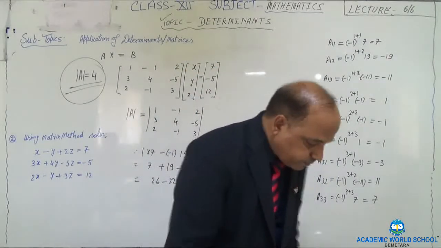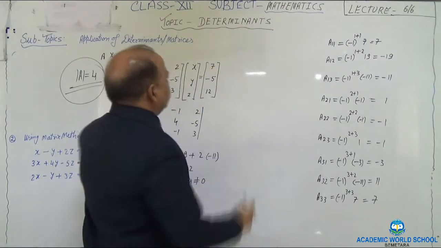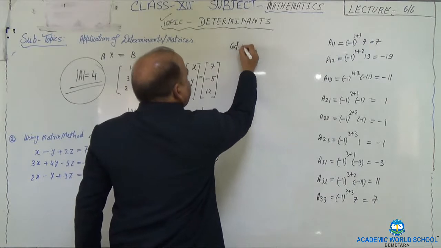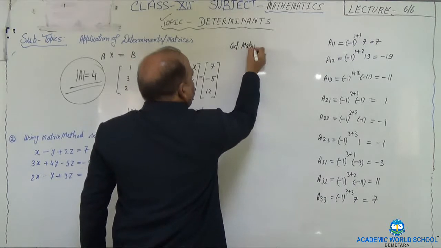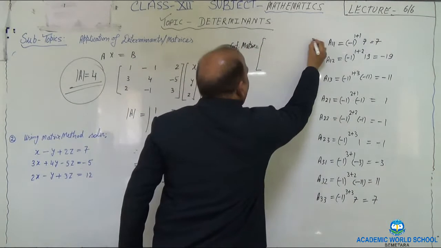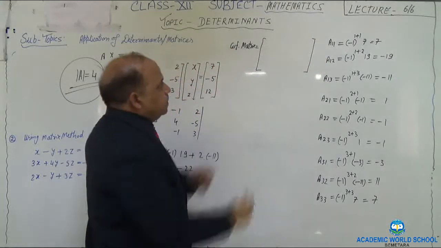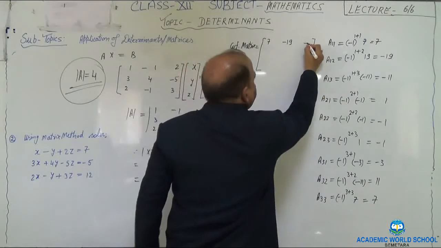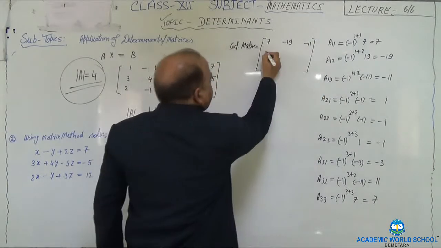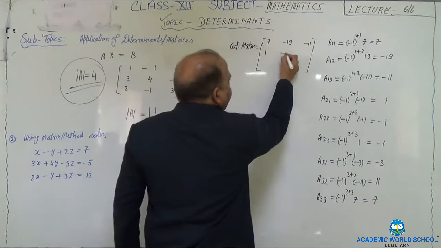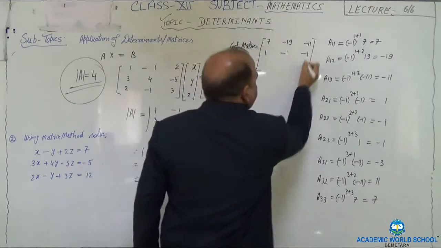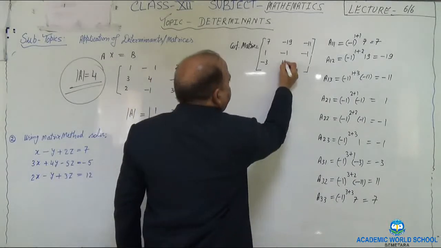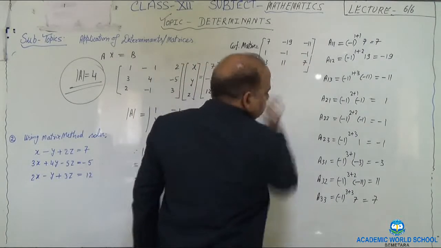Let's see what we have to do after this. We are preparing the cofactors matrix. What will be that? So I am writing all the elements which we have taken. 7, minus 19, minus 11, then comes 1, minus 1, minus 1, minus 3, 11, and then we have got 7.